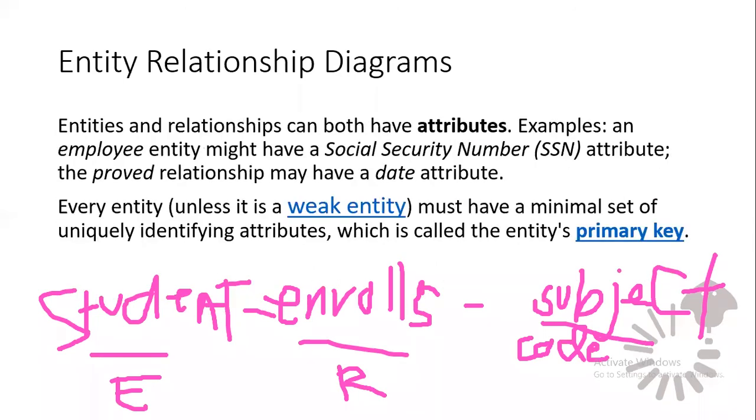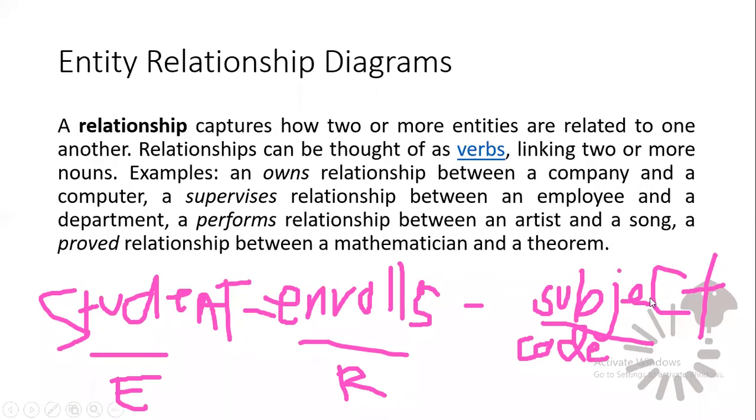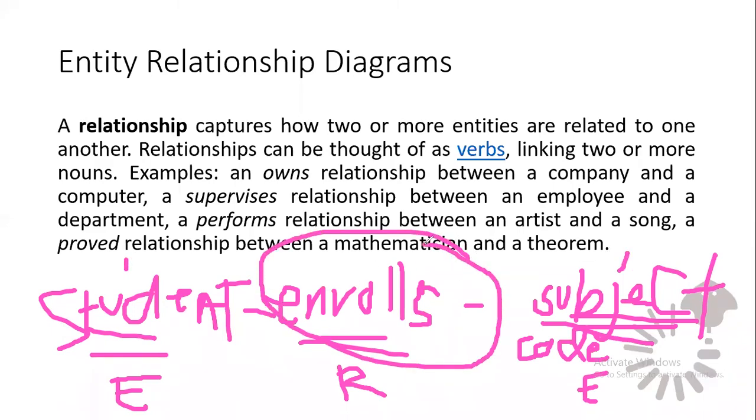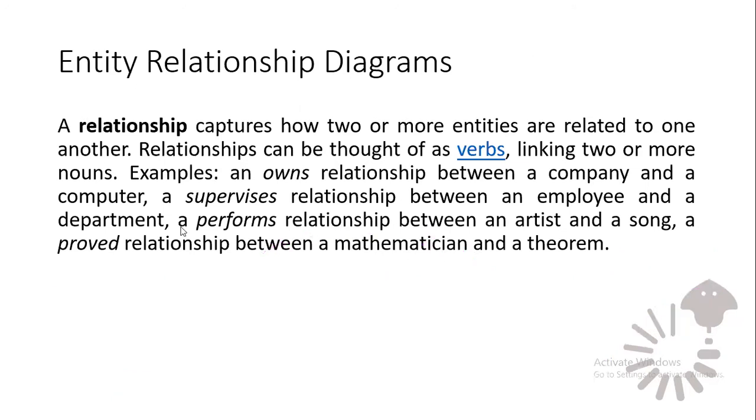So if we go back sa entity relationship diagram, subject is an entity. Meron siyang code. Noun siya. So student enrolls subject. We have entity 1, entity 2. We have shown the relationship between the two entities. Student enrolls subject. Clear? Up to that point? Yes, ma'am. Okay, next.